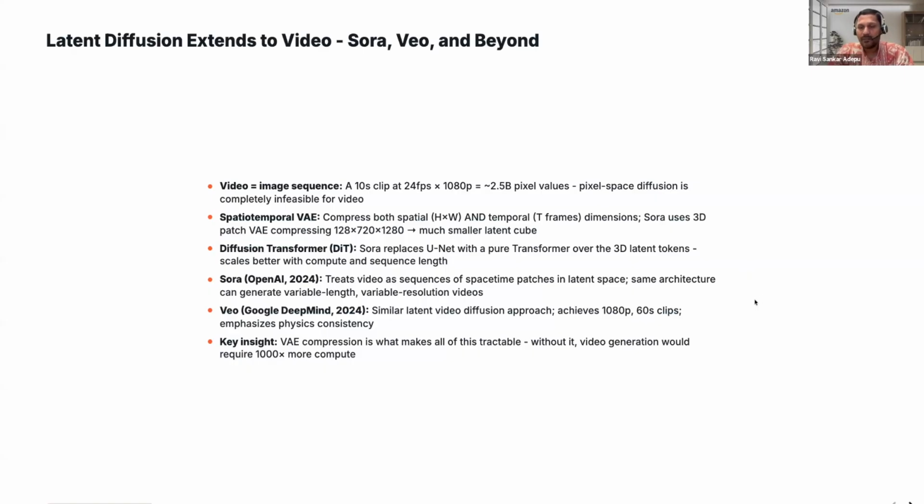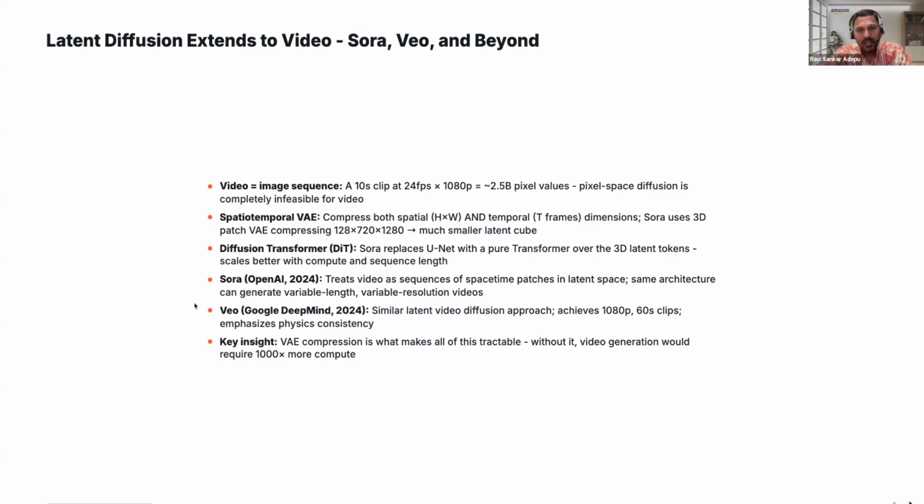You build a VAE that compresses across space and time together. So not just each frame, but chunks of frames into a small latent. That's what Sora does. It turns videos into little space-time patches in a compressed latent space, and then runs the diffusion there. Google's Veo also takes a similar path.